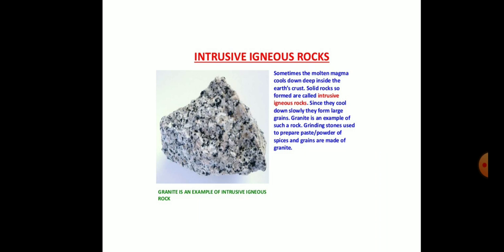Next we have intrusive igneous rock. Sometimes the molten magma cools down deep inside the crust. Solid rock so formed is called intrusive igneous rock. Since it cools down slowly, it forms large grains, and granite is an example of such rock.